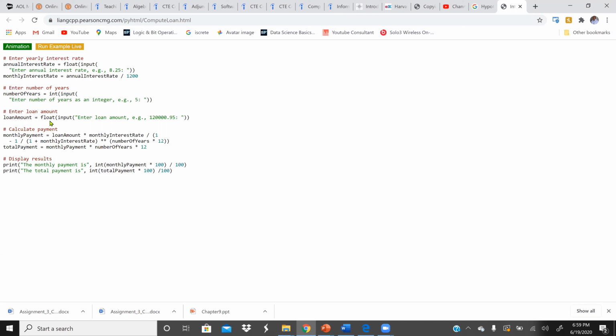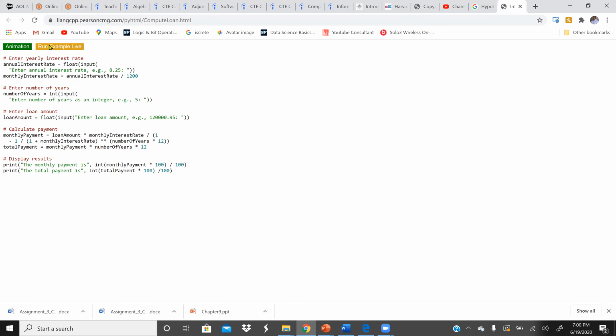So at the moment, we know the monthly interest rate, we know the number of years, we know the loan amount. So we are able to find the monthly payment. The monthly payment will be the loan amount times monthly interest rate divided by 1 minus 1 divided by 1 plus monthly interest rate raised to the power number of years times 12. So after we enter our input and run the program, it will display our result for us, our answer.